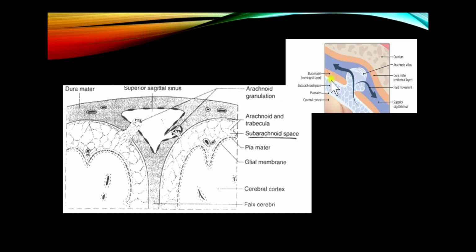Okay, so maybe let's look at this one. Here's the subarachnoid space, and here we see an arachnoid villus. Again, this is how the CSF gets out into the venous system, and it's mainly into the superior sagittal sinus.